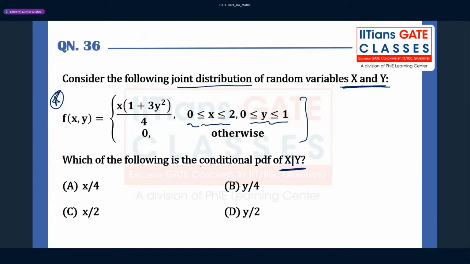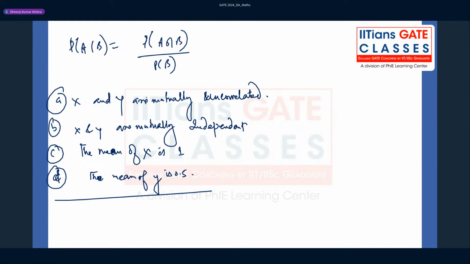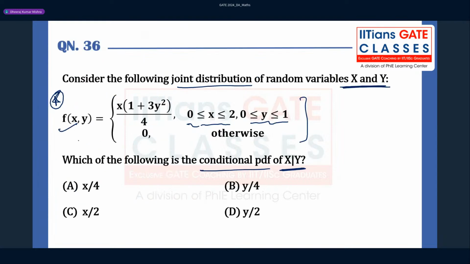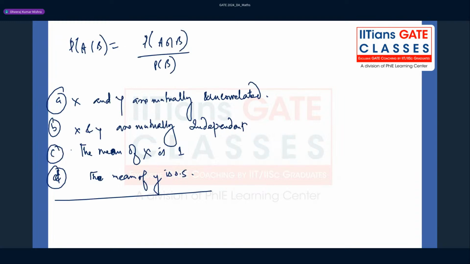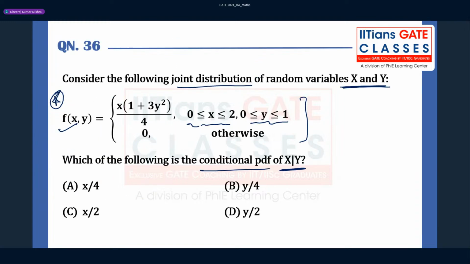But here you have to find the conditional PDF. So how to find the conditional PDF, guys? You need the marginal PDF also, because these are joint PDFs. Marginal PDF means you integrate with respect to a single variable, because there are two variables x and y. Then take the joint PDF upon the marginal PDF, and take the ratio. That is very important to keep in mind.